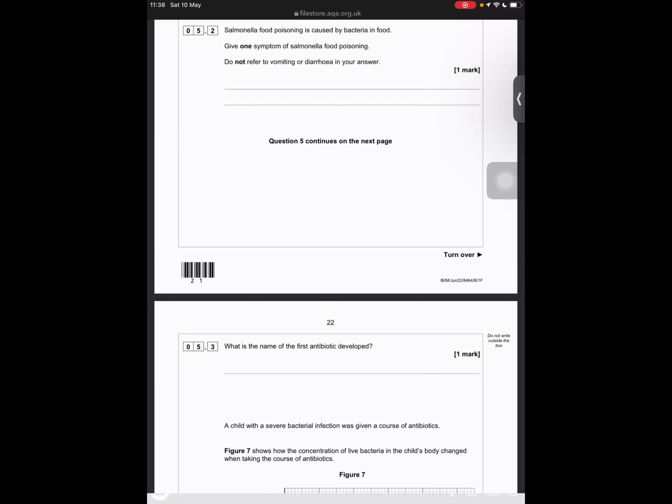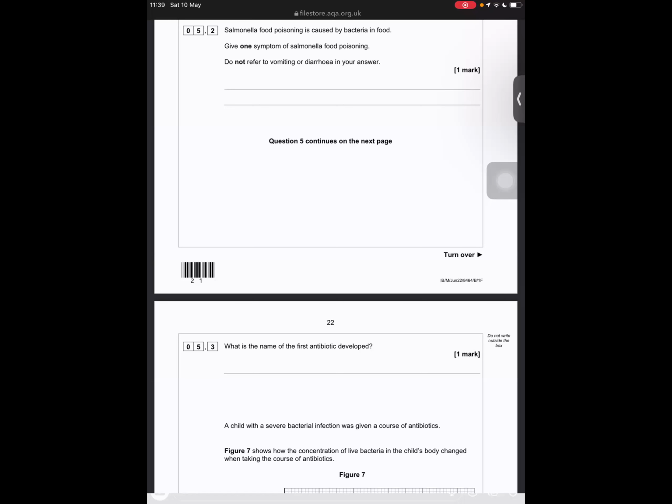Hmm, penicillin. Would that be it? I'm not sure now. But what does the marking scheme say? It says penicillin. Okay, all right, that was a close one. I was not too sure, but yeah, that just came up.